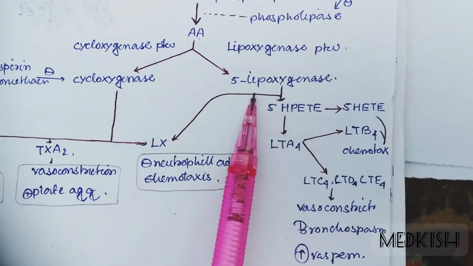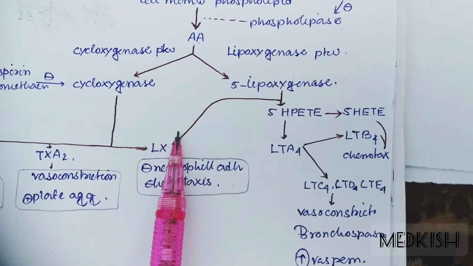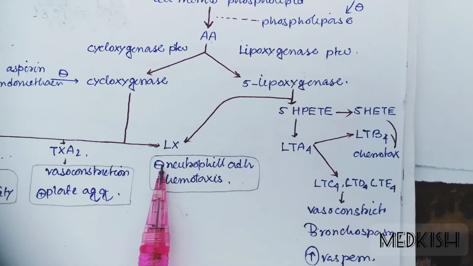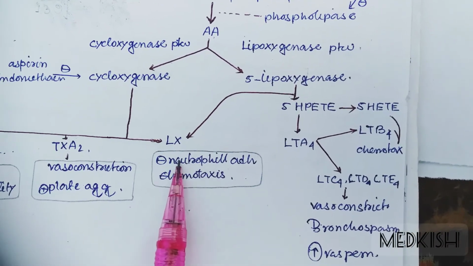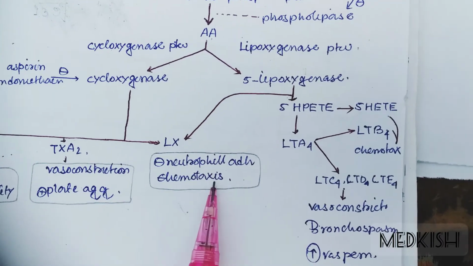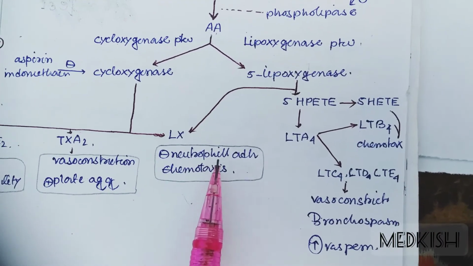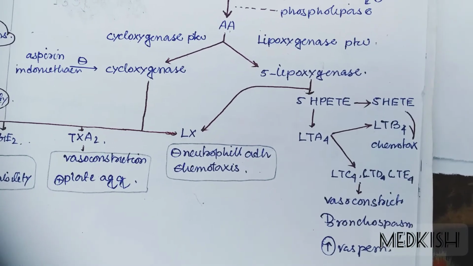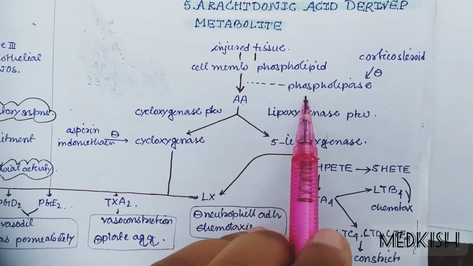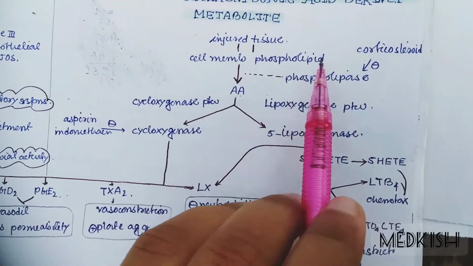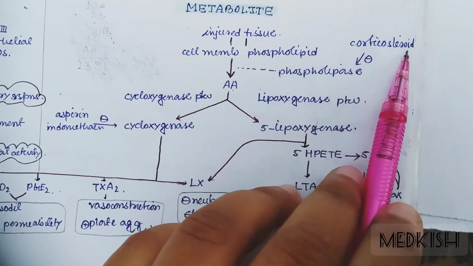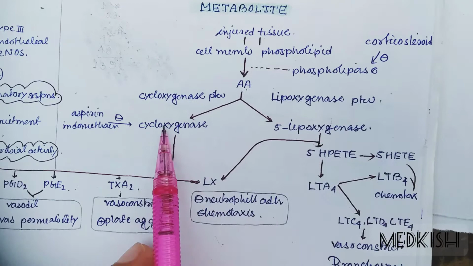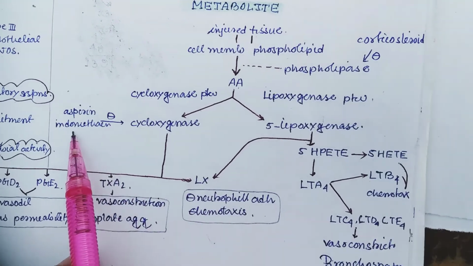In the lipoxygenase pathway, lipoxins will also form and will inhibit the neutrophil adhesion and the chemotaxis. Here, phospholipase in this reaction is inhibited by the corticosteroid and cyclooxygenase is inhibited by the aspirin or the indomethacin.